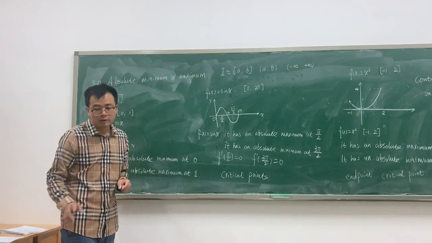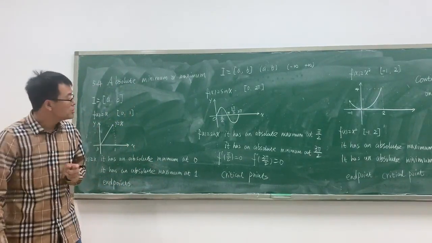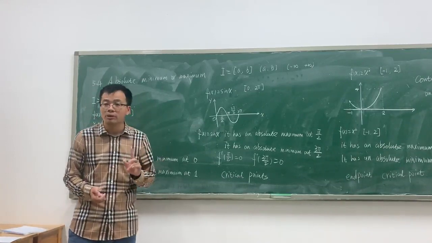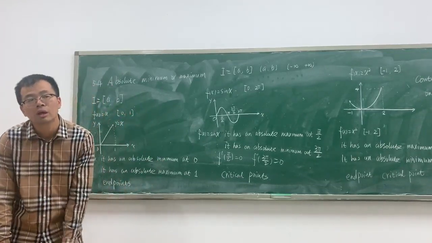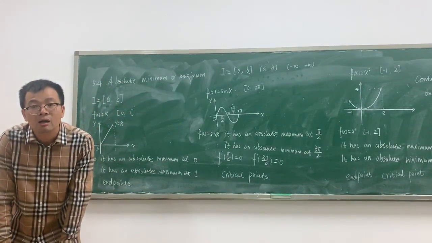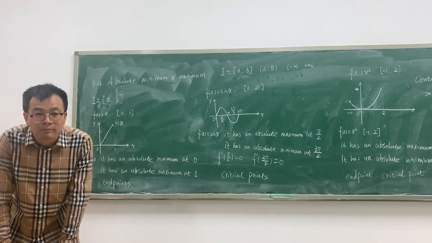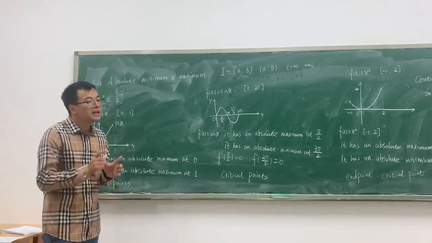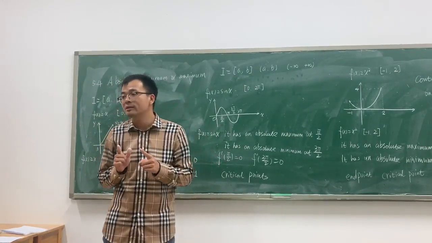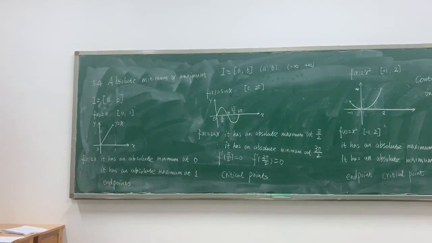So here now, from this three, we also know that the maximum and the minimum are taken at the endpoints and the critical points. So now we have a question. If I give you a continuous function on a closed interval, how to find the absolute minimum and maximum?